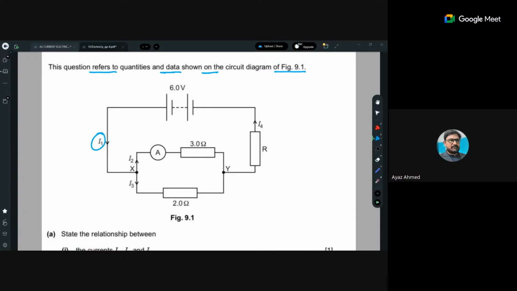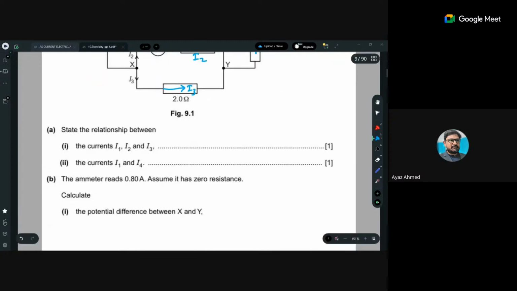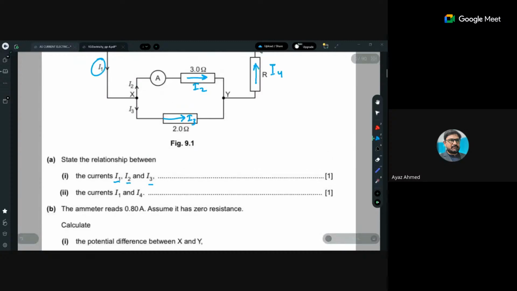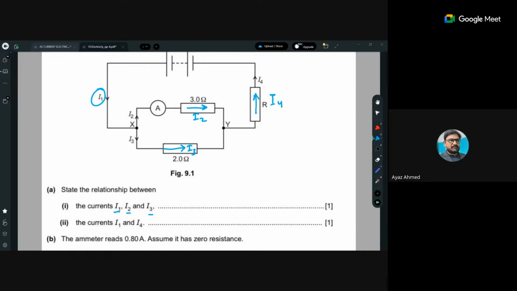It is divided into two currents. I2 is flowing through this one, and I3 is flowing through this 2 ohm resistor, and I4 is flowing through this R. We do not know about its resistance. This is all the information. The question is, state the relationship between I1, I2, and I3.